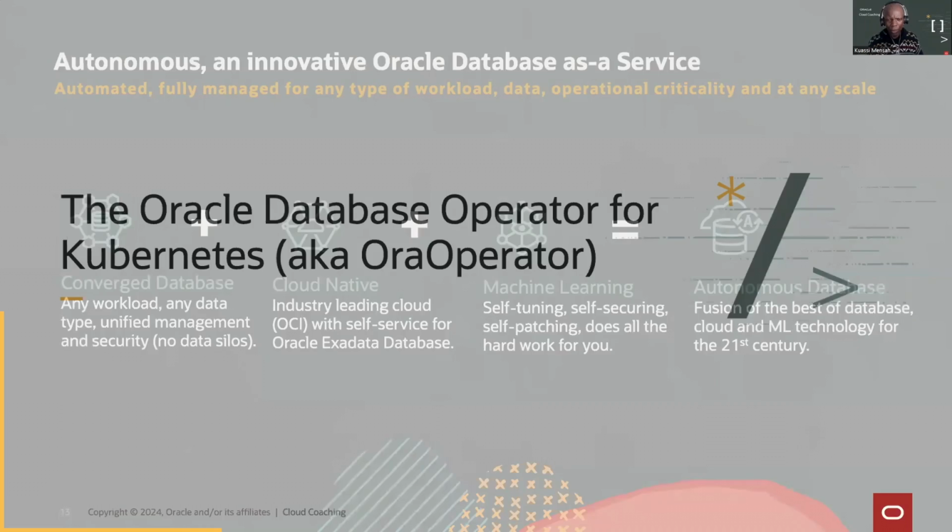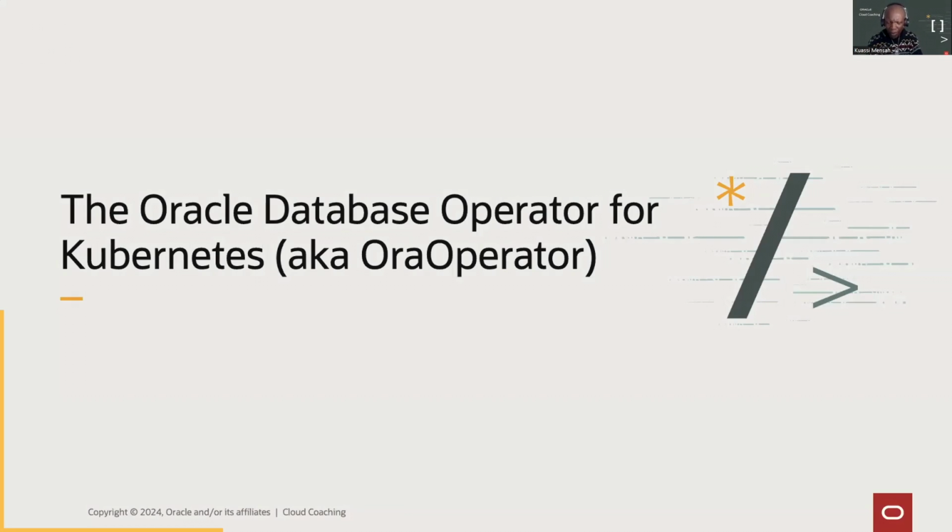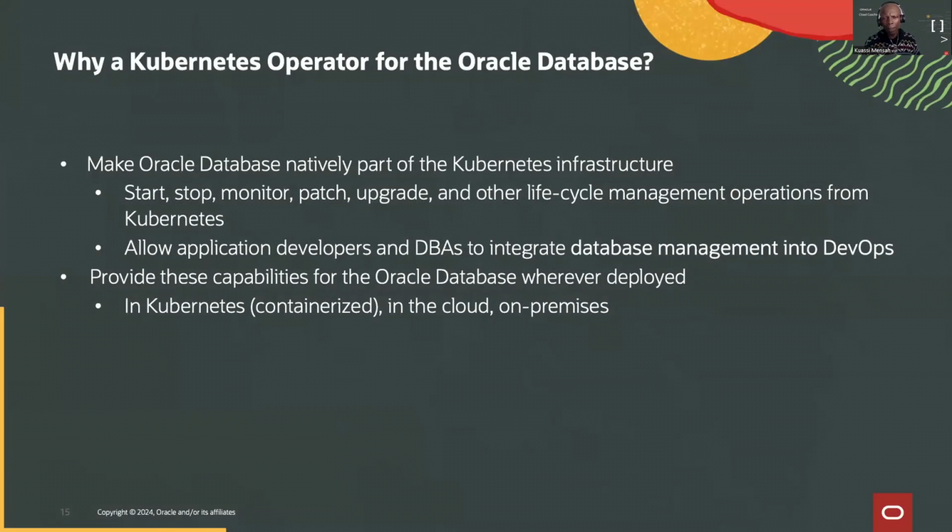Now let's switch to the Oracle Database Operator for Kubernetes. We also call it OraOperator. So why do we need an operator? Well, because we want to make the Oracle database natively part of the Kubernetes infrastructure. Kubernetes is now pervasive. You have a Kubernetes operator for everything, any piece of software. So we want to make Oracle database natively part of the Kubernetes infrastructure, which will allow application developers and DBAs to integrate the database as part of the DevOps CI/CD pipelines.